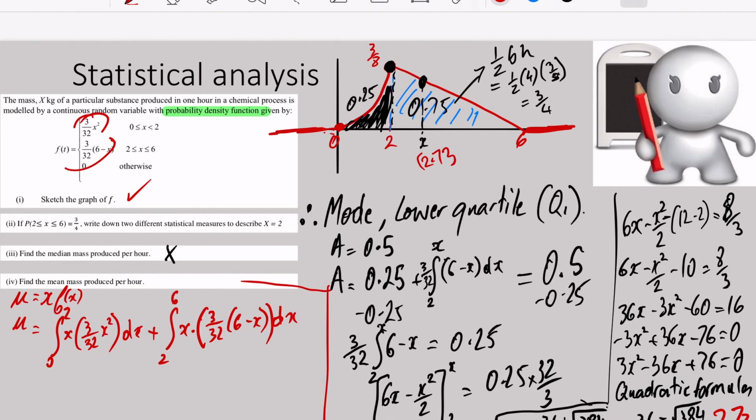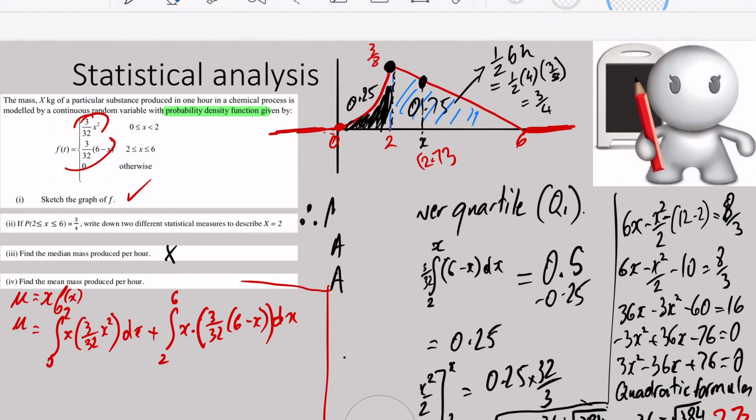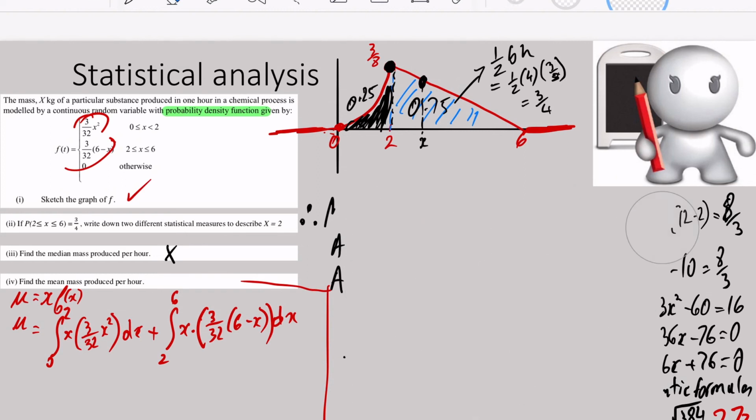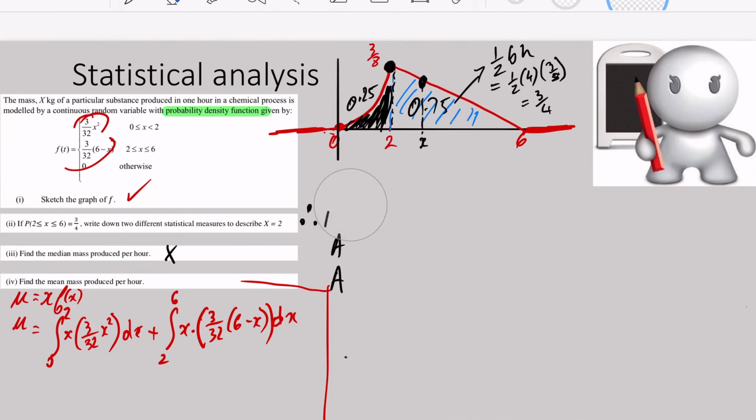Alright. Now I wish I could keep all of this for you guys, but unfortunately this is a long solution, so I actually need to use all of this space. Alright, nearly done. So over here, what we're going to do is take the 3 over 32, because that's a constant, down to the front, and we're after the integral from 0 to 2. Well, x multiplied by x squared is x cubed. That's an easy one.